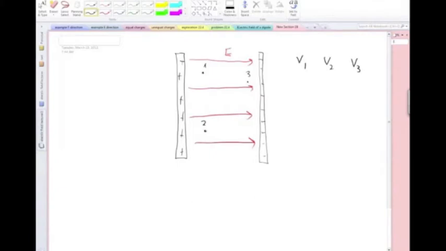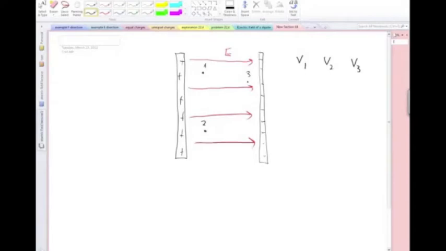Do I need to bring some sort of test charge to 1, 2, and 3 to talk about the electric potential at that point? No, I don't. The electric potential at points 1, 2, and 3 is due to the charges that are located in the neighborhood of those points. And those charges are the positive charges on the left side of the capacitor and the negative charges on the right side. Those are the sources that we're talking about.